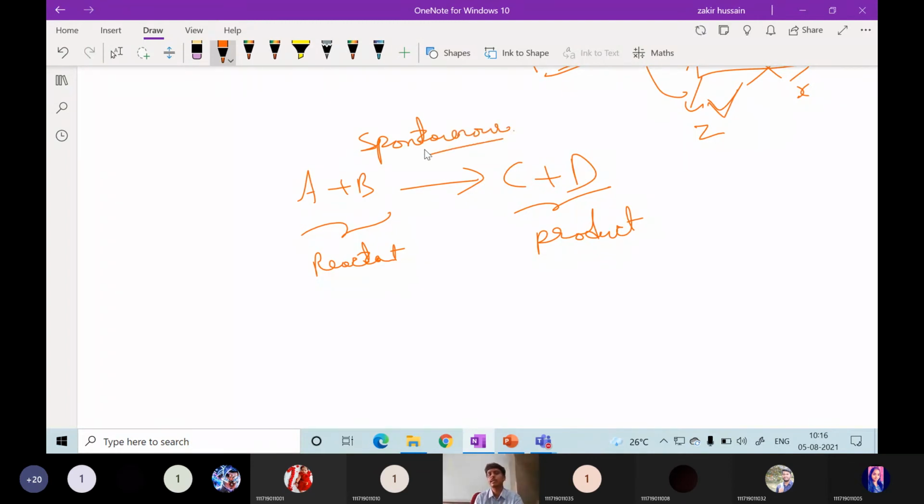Spontaneous reaction means nothing but it will happen naturally. Naturally happening reactions are known as spontaneous reactions. If they are happening spontaneously, we need not add any external thing. A plus B, just mix this one. So after reaction, they will be forming directly C plus D.